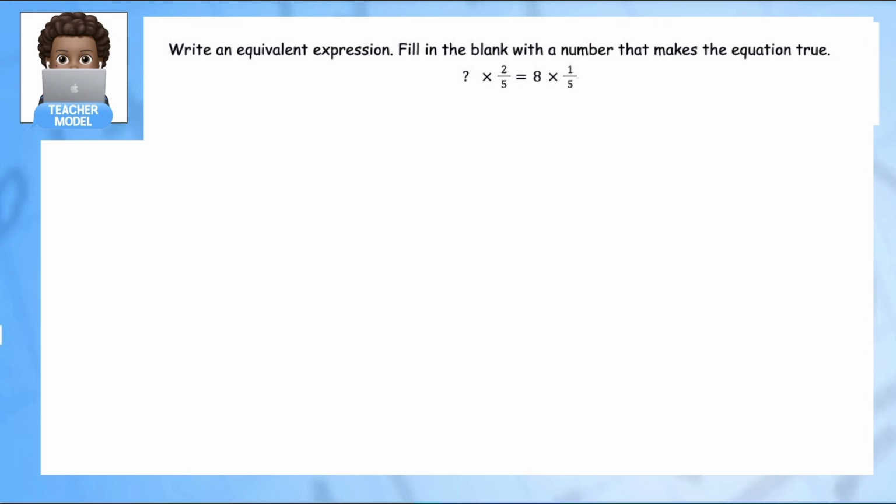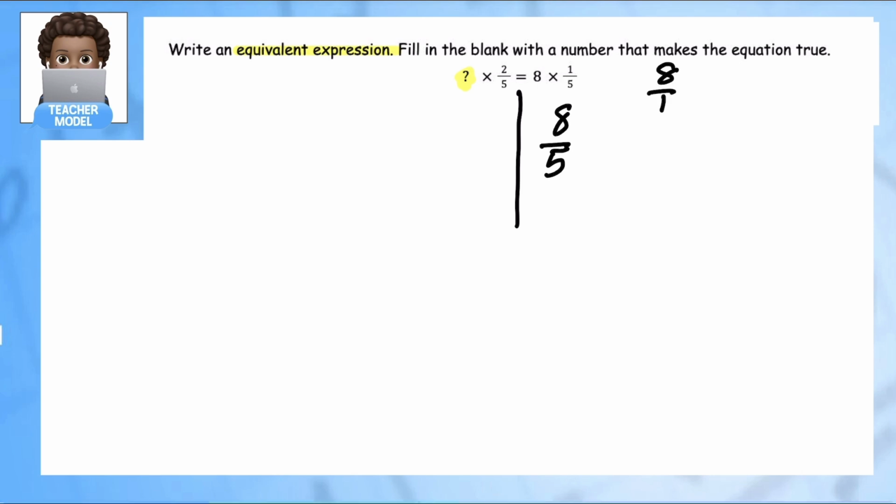Write an equivalent expression. I want both of these to be equivalent to each other. Fill in the blank with a number that makes the equation true. So what number here would make this equation true, meaning the expression on the left has to be the same as the expression on the right? Let's simplify one of them to see what we're coming up with. On the right side, we have 8 times 1/5, which would be 8 over 5.